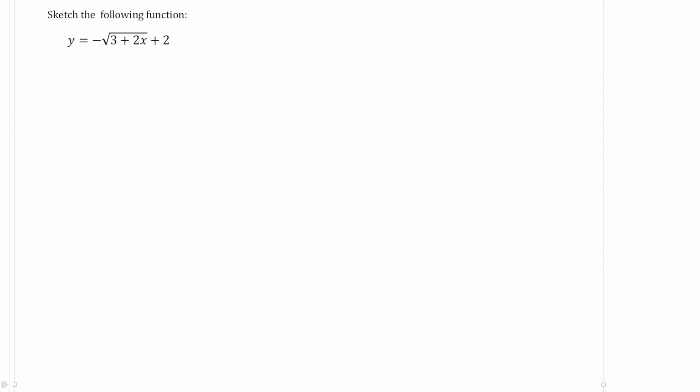Welcome once again. We are sketching another square root graph here. Let's begin by just writing down what we need to find first. I need to figure out what my endpoint is going to be. I need to figure out what my x-intercept is going to be, which occurs when y is equal to 0. And I need to figure out what my y-intercept is going to be, which occurs when x is equal to 0.